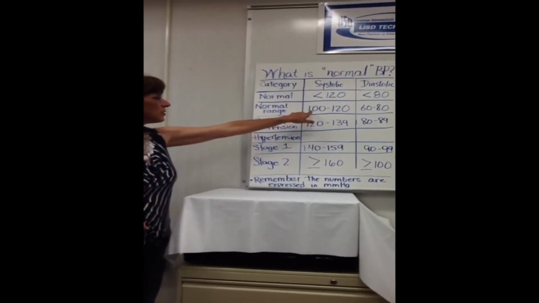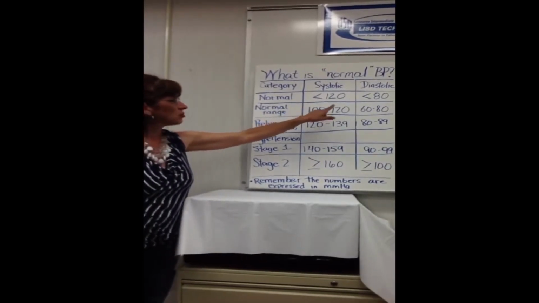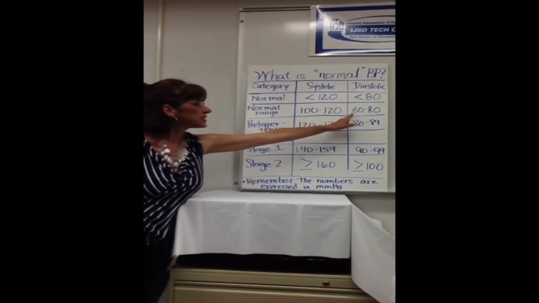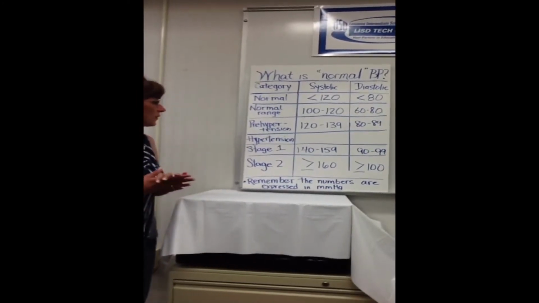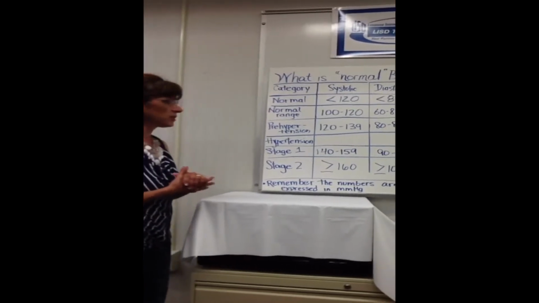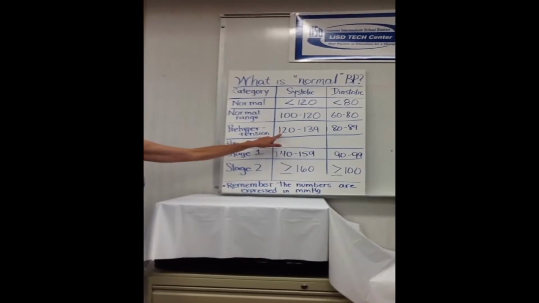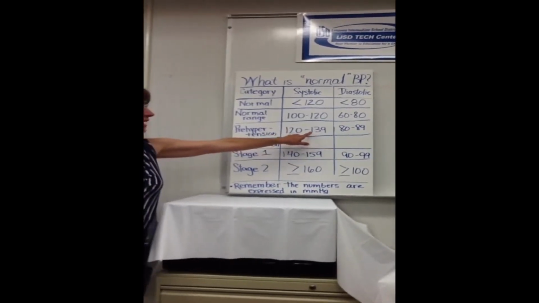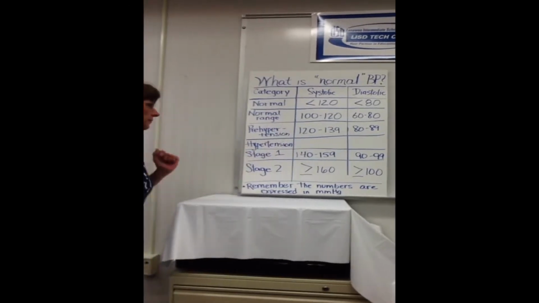It can be 100 to 120 for the systolic to be considered normal, and the lower reading between 60 and 80. The next state that we have is called prehypertension, and I'm going to explain the condition more fully in just a minute. But your readings would be between 120 and 139 for your top reading, and between 80 and 89 for the lower reading.